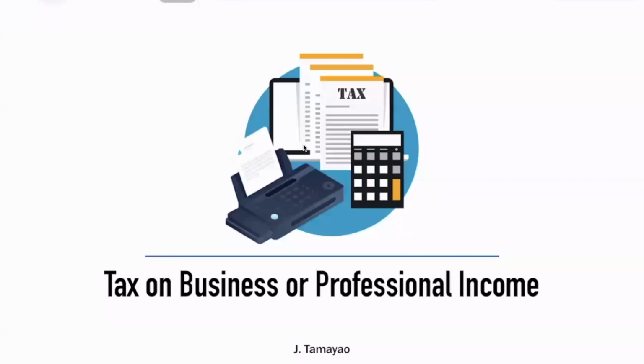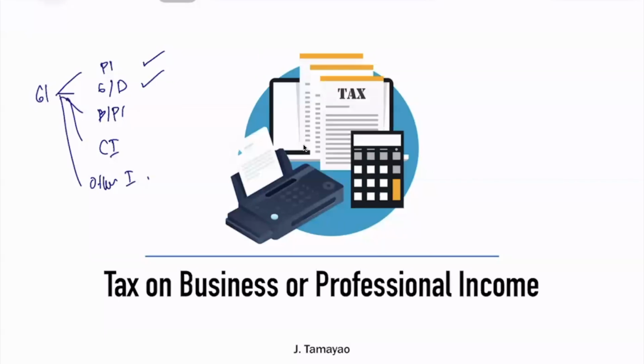For this session, we will now talk about the tax on your business or professional income. Again, as I told you before, whenever we talk about your gross income, we talk about your passive income, your gains or dealings, then we have your business or professional income and your compensation income. Also, we have different other items of gross income. We're done with passive income, gains or dealings, and other items. We now proceed on your business or professional income.